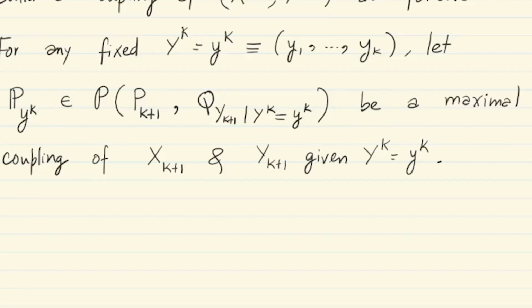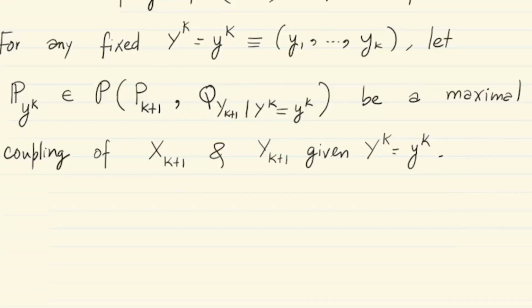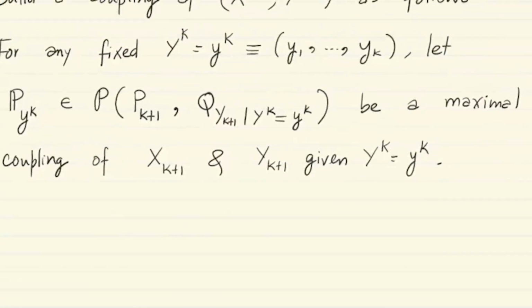So, just get hold of this: for any given conditioning or fixed past configuration small yk of the y's, let p_yk denote a maximal coupling that jointly delivers a pair x_k plus 1 and y_k plus 1 given that small yk has happened, and which also achieves the total variation constraint with equality in the transportation cost problem. We will write it down explicitly later. So, given the past y's, this basically gives you a fresh joint pair x_k plus 1 and y_k plus 1.